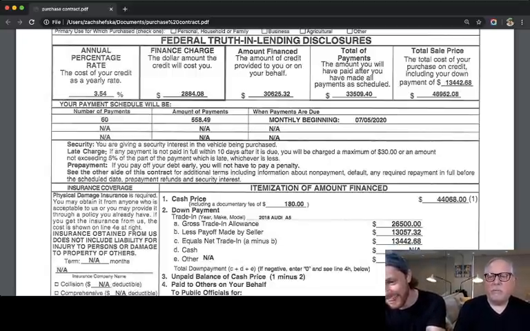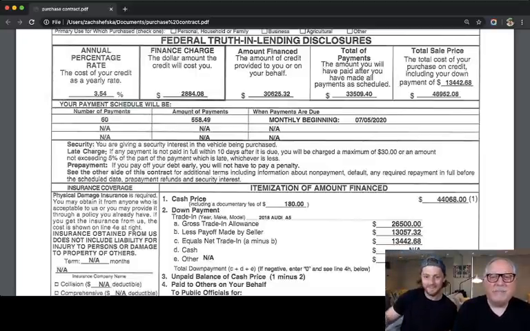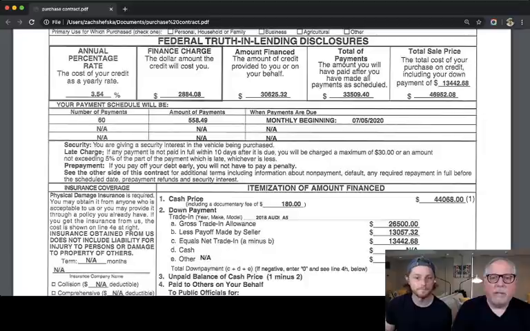Okay. As you can see, we really prepare for these before we get started. And then you have a trade-in allowance. And the gross trade-in allowance in this particular deal was $26,500. Oh, so you're already down here. I'm still looking at this box up here.